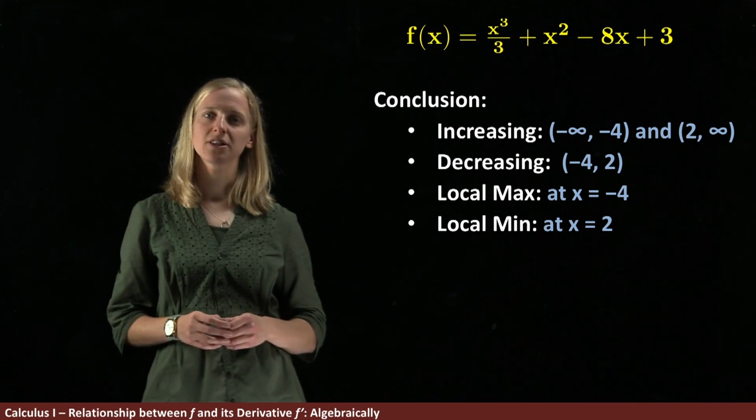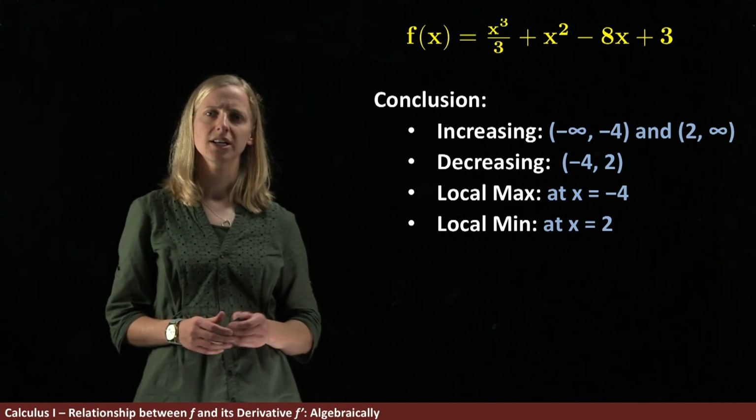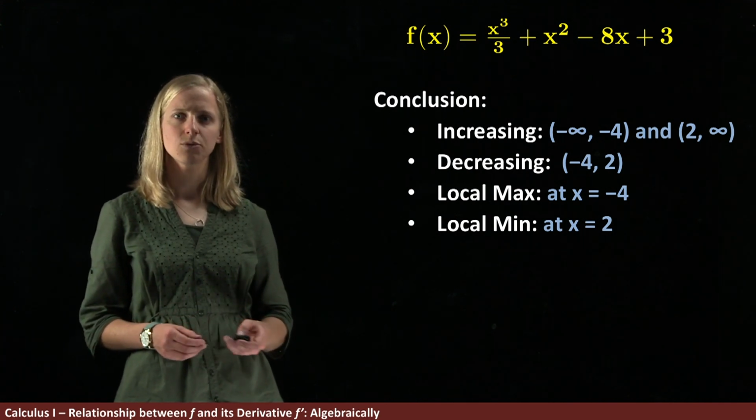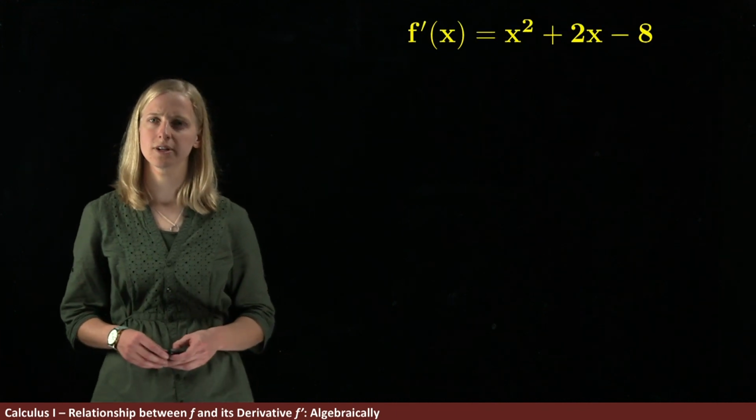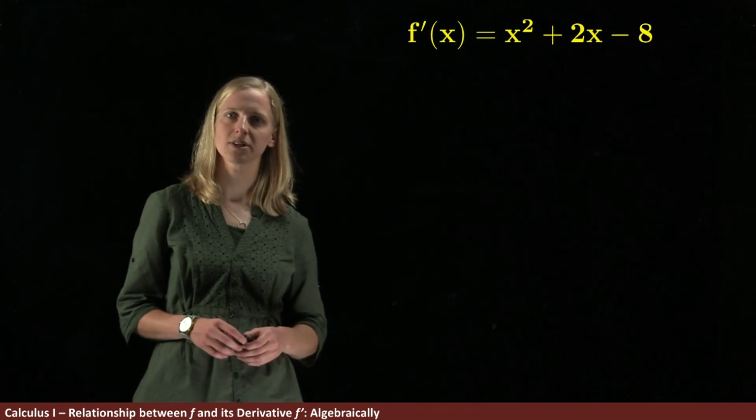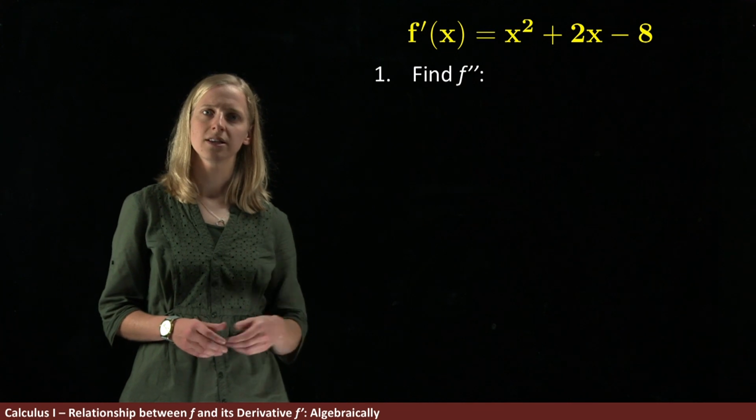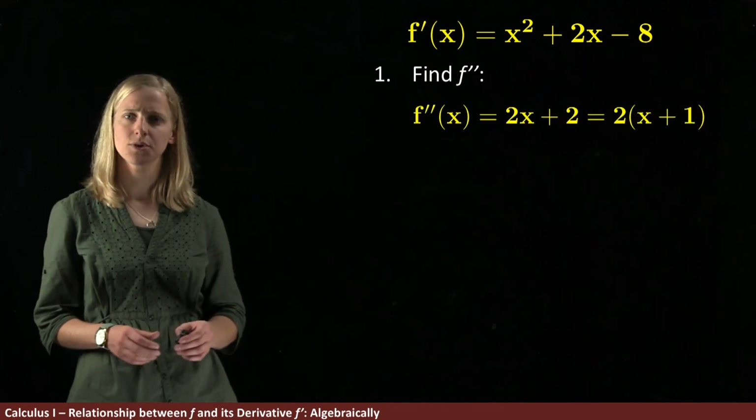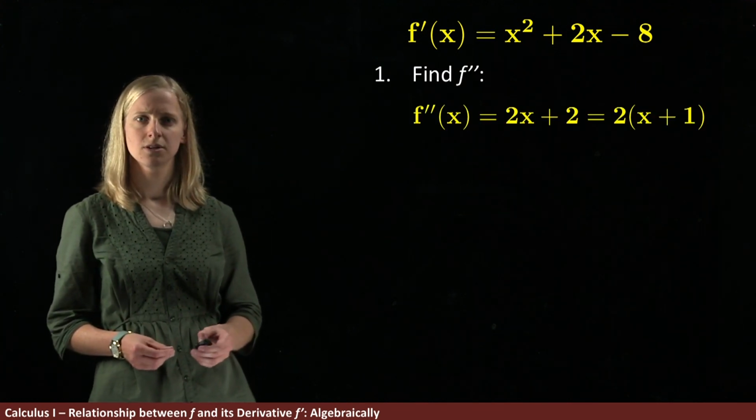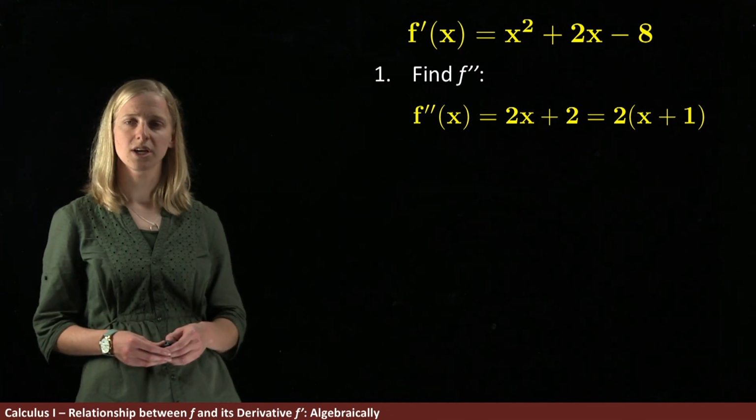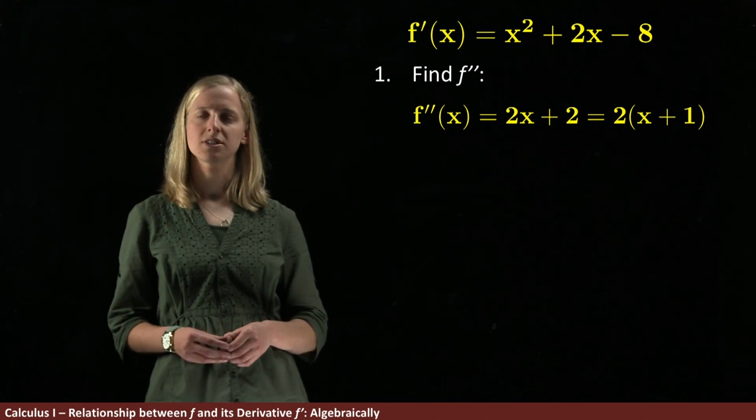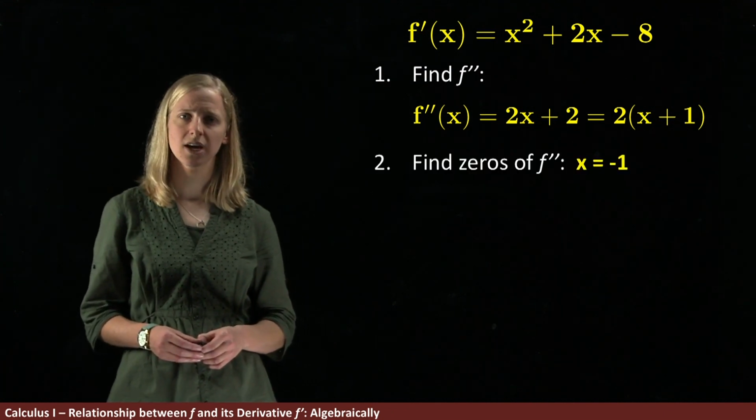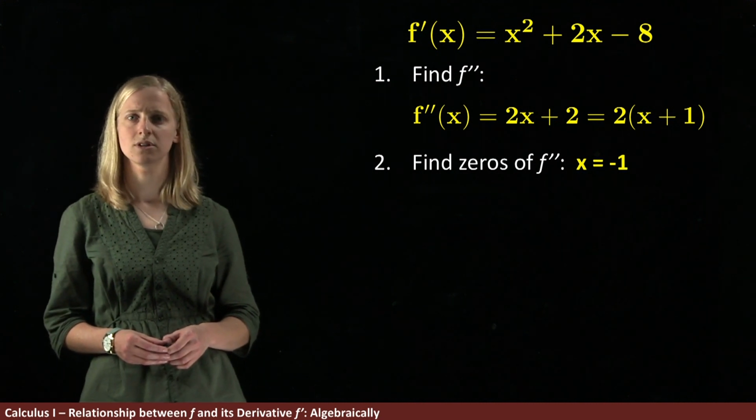To conclude more about the original function f, we are going to look at its second derivative. To do that, we recall that the first derivative is x squared plus 2x minus 8. We then find that the second derivative is 2x plus 2, which is just 2 times the quantity (x plus 1). And here we can see that the 0 occurs when x is equal to negative 1.